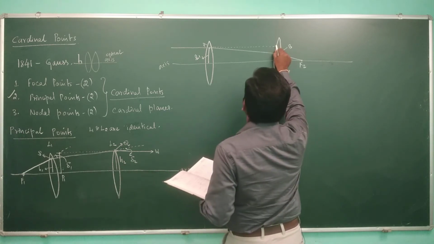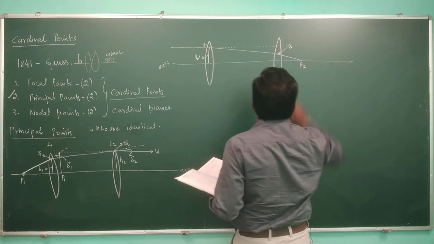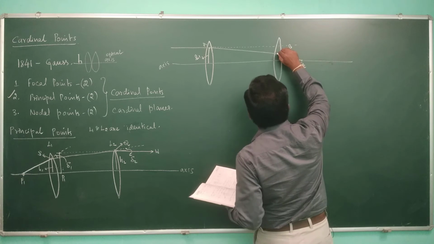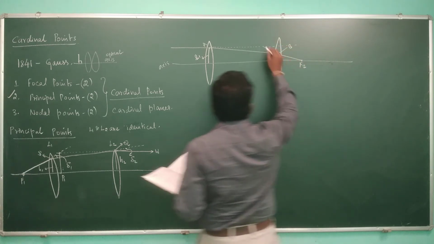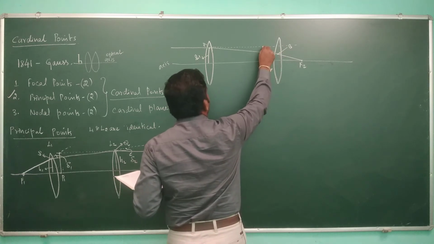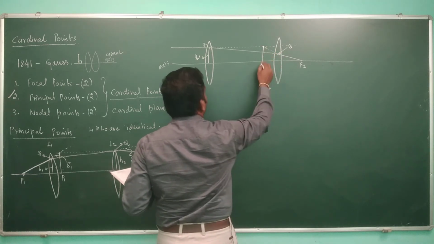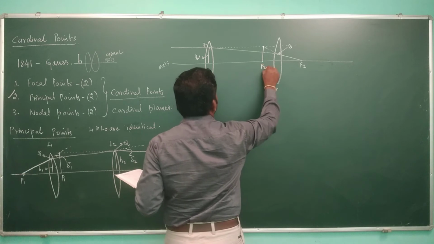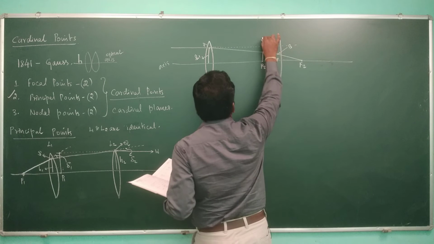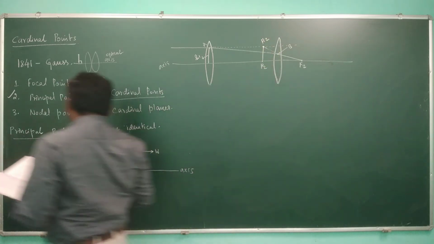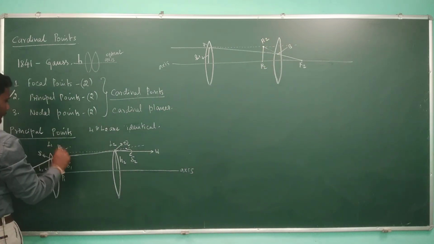Now let us extend this line by assuming that it is not refracted. It will keep on traveling parallel. Similarly, here there is a refraction, and we extend this line backwards. These two lines touch at a particular point. If we extend that point to the optical axis, this point is said to be P2. Let us define this point as H2 and this point as H1.